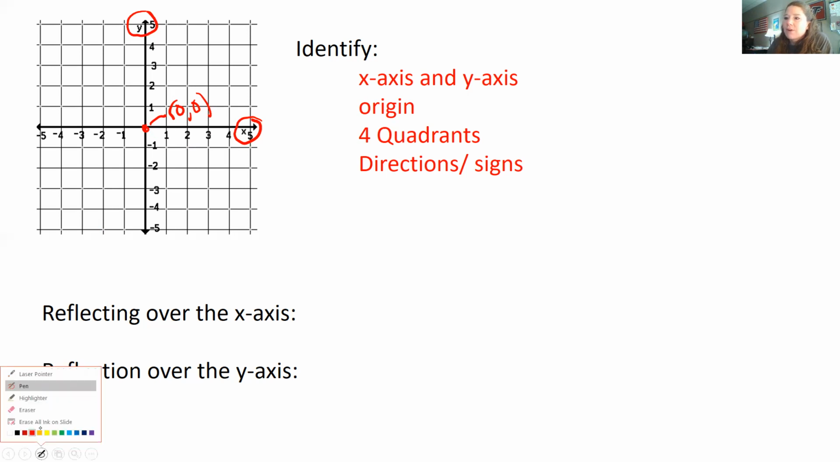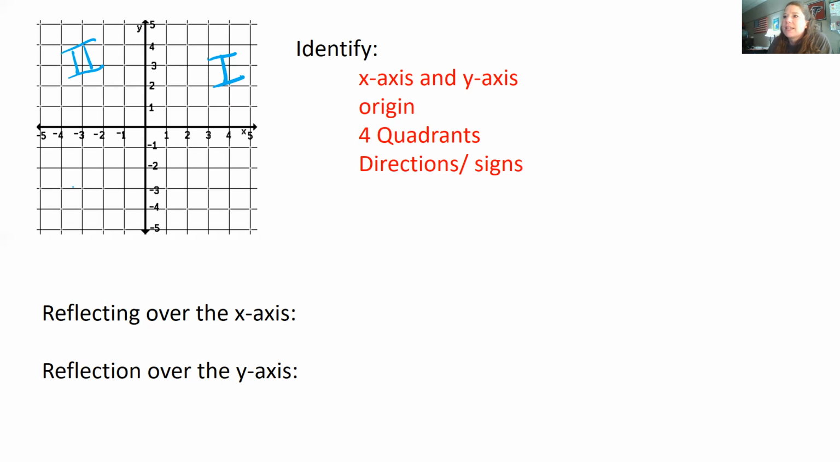And then I talked about there being 4 quadrants. They are named and numbered by Roman numerals. This first quadrant is quadrant 1, and then we go counterclockwise. The second quadrant is right here, quadrant 2, and then down here would be quadrant 3, and finally this is quadrant 4.